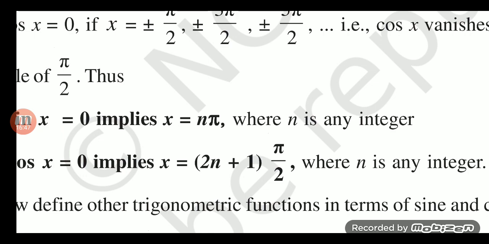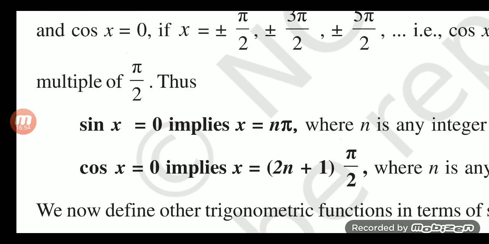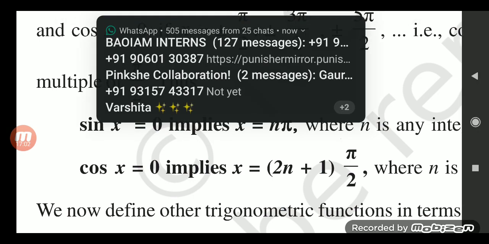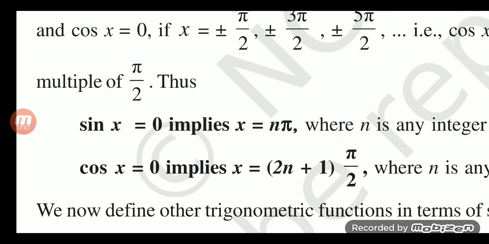It will always result in sin x equals 0, right? Where x could be the value of 666 into pi, or it could be the value of 1111 into pi.